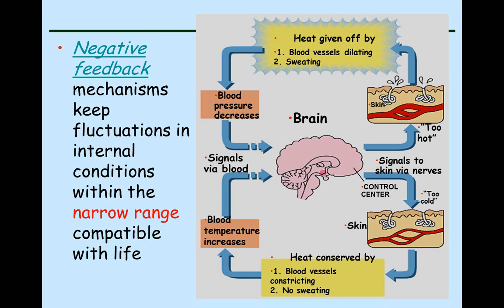And here's an example of negative feedback, in which case we can either heat up or cool down based on the feedback we're getting from our stimulus, from our cells. So if it's too hot, the brain signals the pores to open and we sweat. And then we cool off. If it's too cold, we signal the skin to shrink up a little bit and capillary restriction, and that way you keep your heat in. All of this is done to maintain homeostasis.